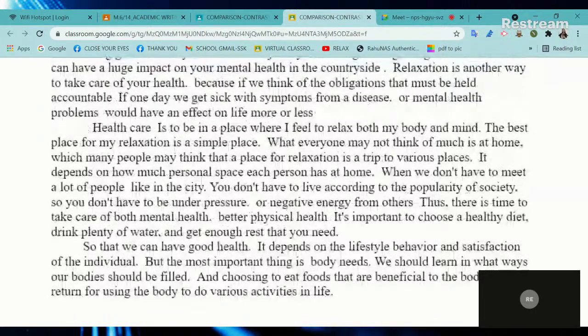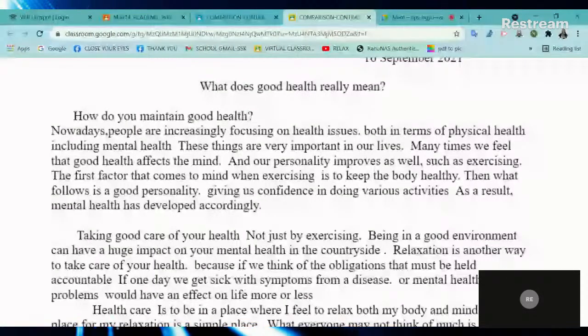First thing, what's the main idea of your article? My main idea is just good health. Do you know more about good health like that?